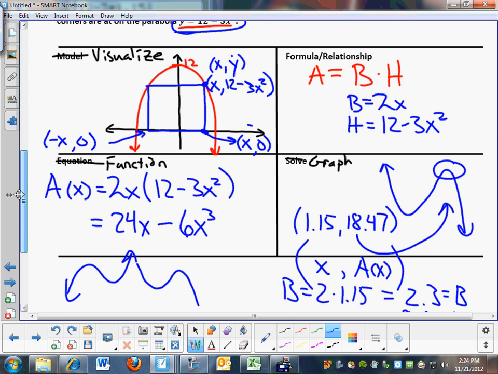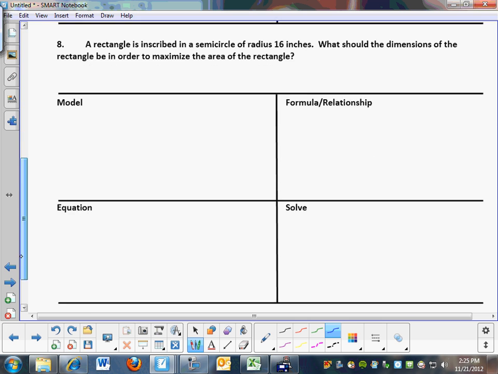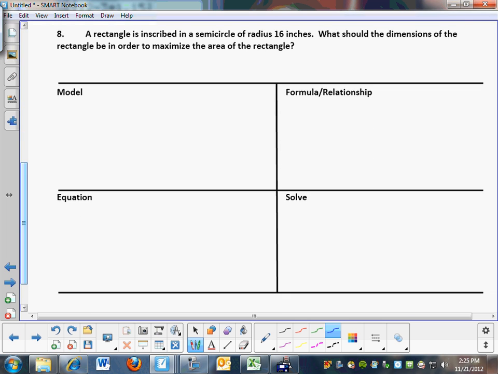Okay. Let's try a different type of problem. I wonder if we should do problem 8 before we go to 7. Let's go straight to 8. I think that will connect your learning better in this scenario. Similar type of problem. A rectangle is inscribed in a semicircle of radius 16 inches. Let's put together a picture on a coordinate plane again. We're going to start by visualizing it. Then we'll give the formula. Then we'll write the function. And then we will graph it. That's what we're going to do.